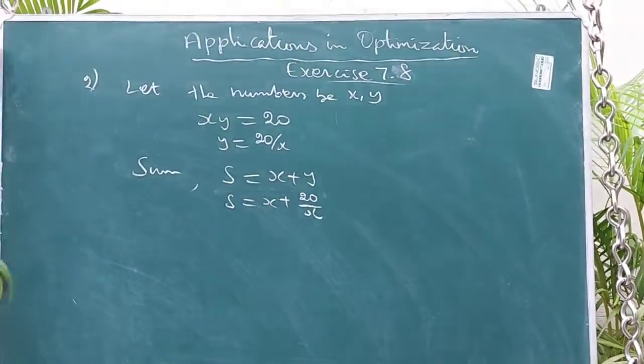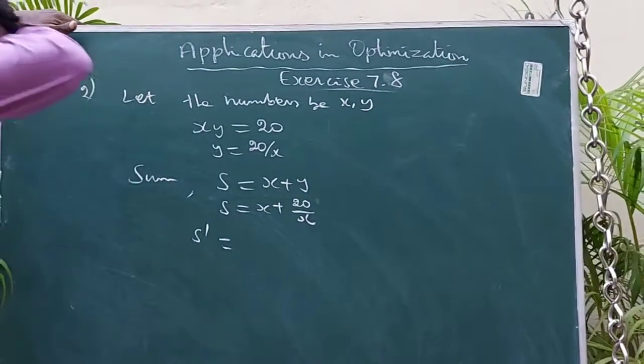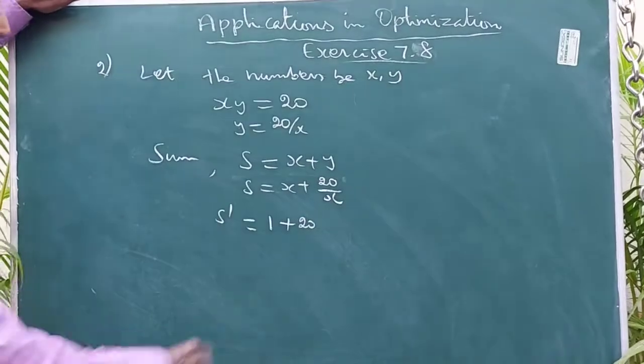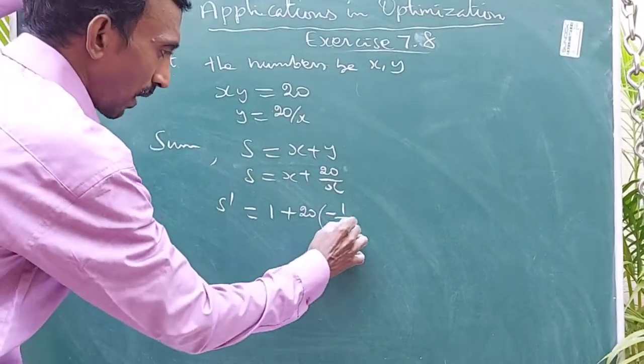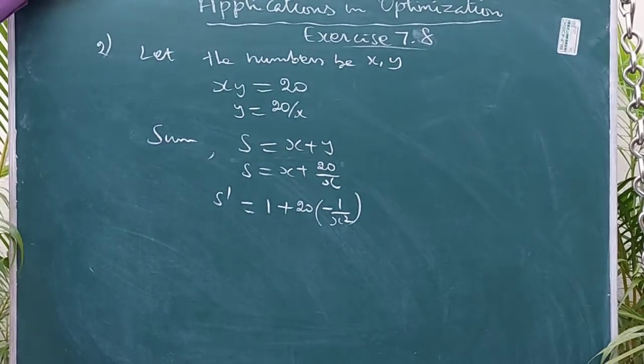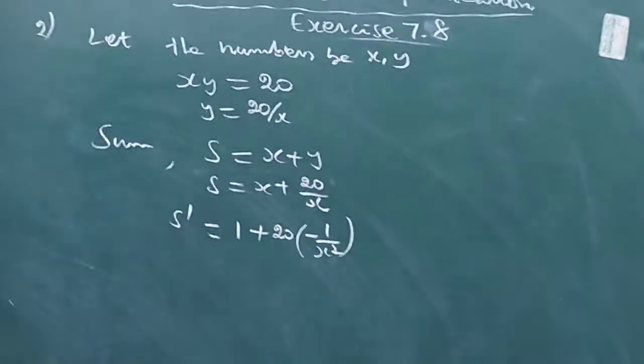Again find the first derivative. What is the differentiation of x? It is 1, plus 20 is a constant, and the differentiation of 1 by x is minus 1 by x square. So what we are getting is 1 minus 20 by x square.